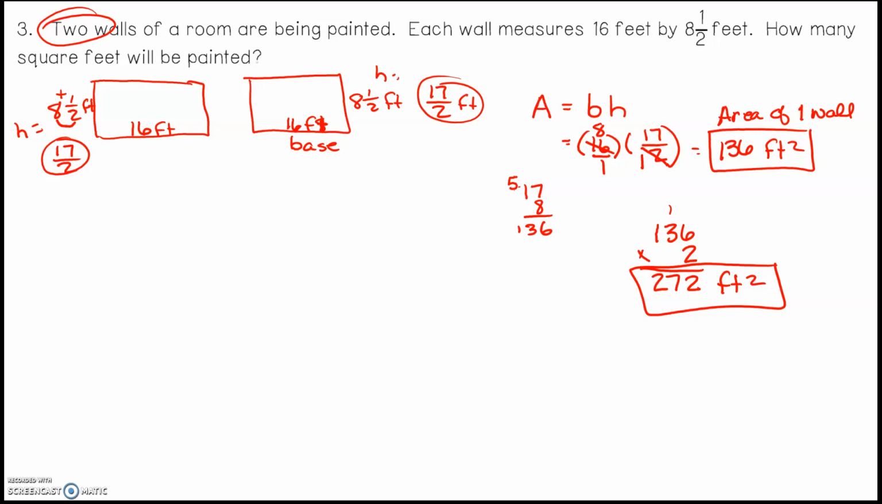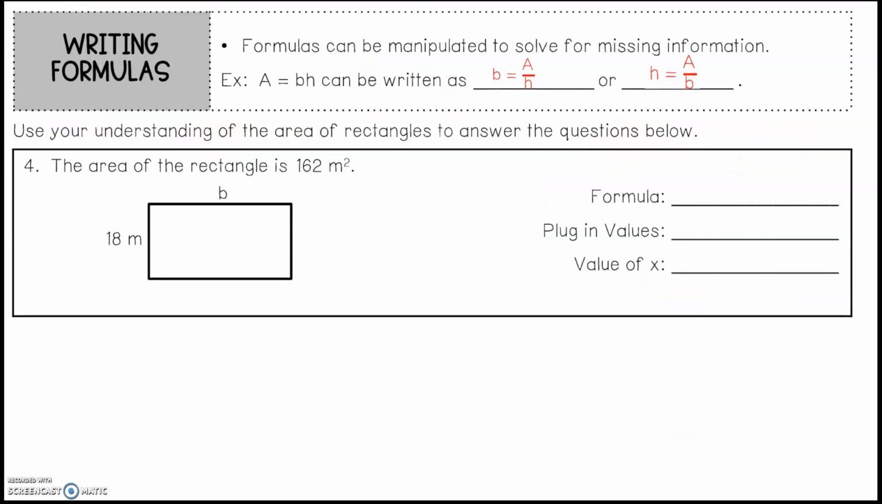Okay, writing formulas. Formulas can be manipulated to solve for the missing information, just like we did with circumference of a circle and area of a circle. So, for example, area equals base times height can be written as base, if I divide by h on both sides, that would make it go away on this side, and I would have base equals the area divided by the height.